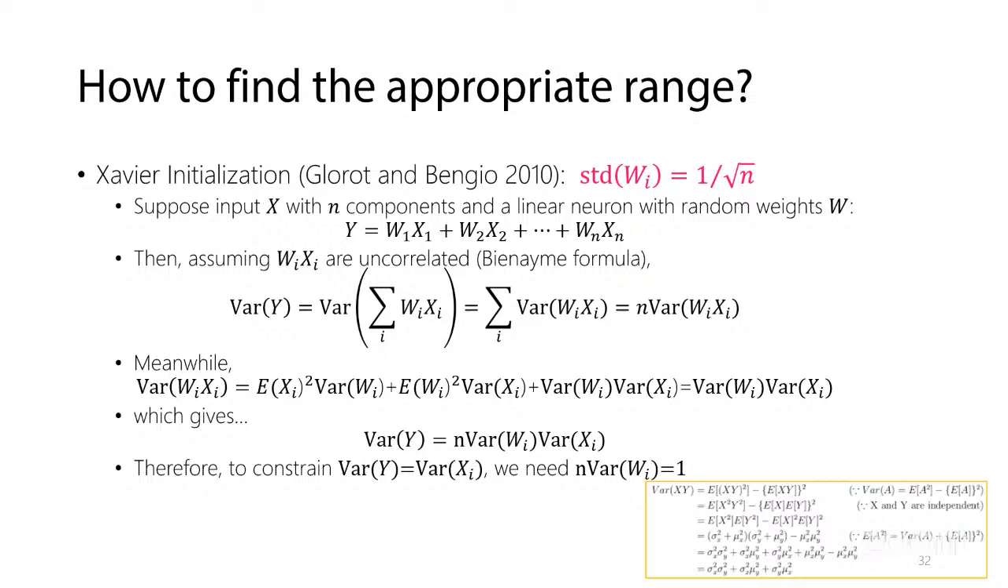Long story short, this is what you want to do. When you do randn and then initialize w, you want the standard deviation of that w to be 1 over the square root of the input dimension. Okay.